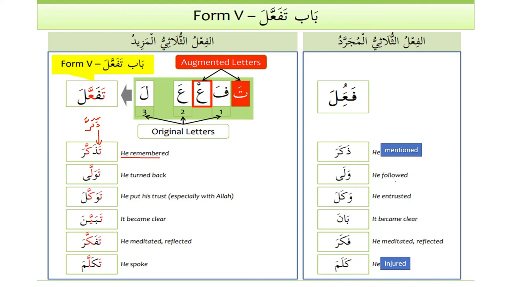Wala yali, as we know, he followed, and tawalla, he turned back. Sometimes the meaning can be completely different. Wakala, he entrusted, and tawakkala, he put his trust, especially with Allah subhanahu wa ta'ala.